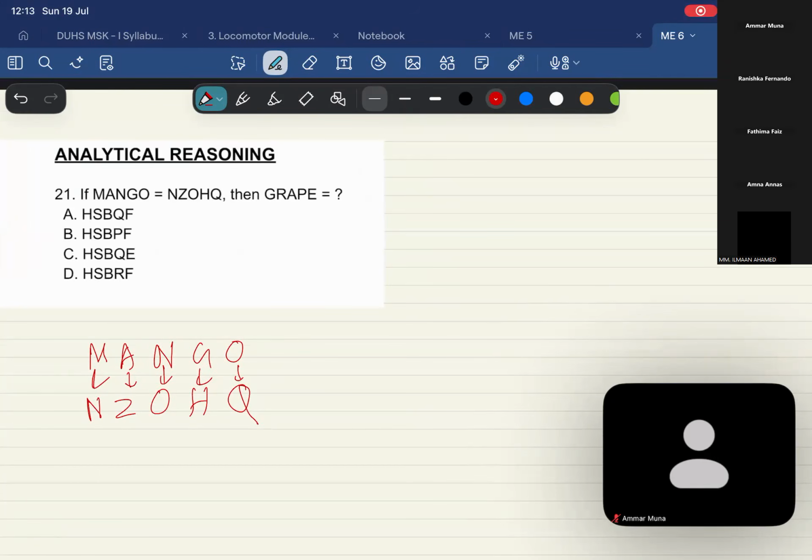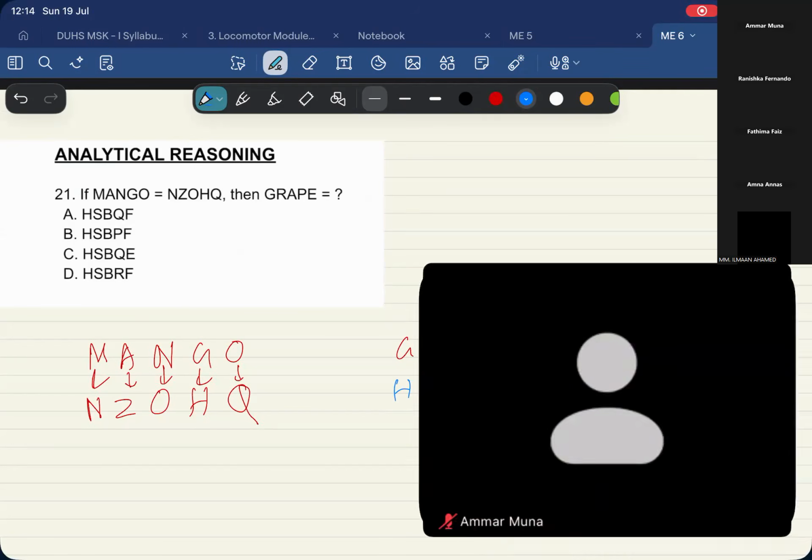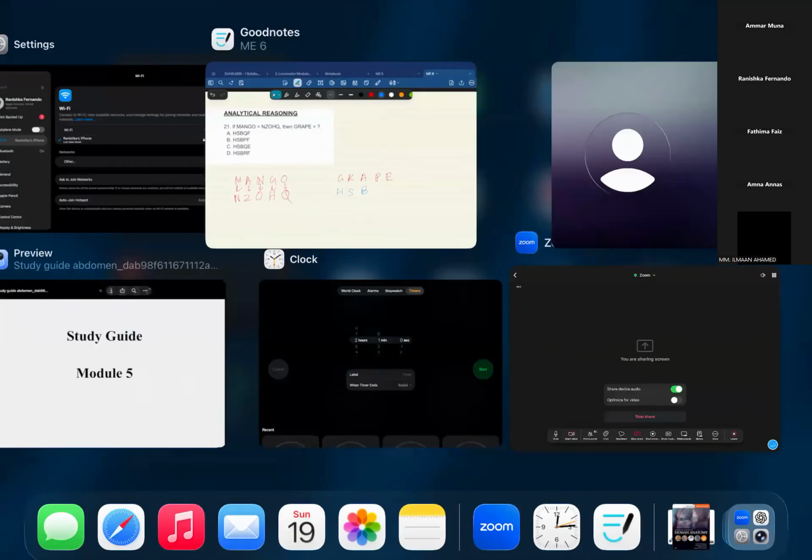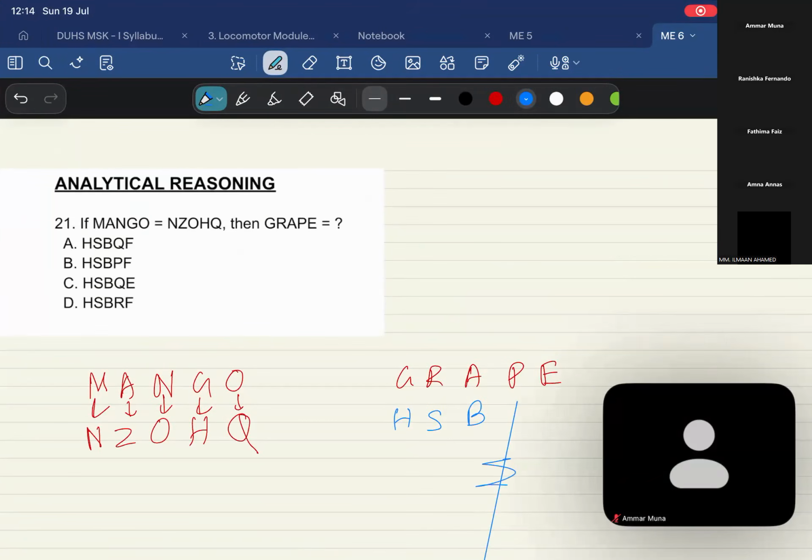So if we take the word grape, they're asking us which random letters would correspond to grape. So we have the word grape. What letter comes after G? It's H, right? What comes after R? It's S. What comes after A? It would be B. And which letter comes after P? That would be Q. Which letter comes after P? That would be letter Q. And after E, that would be F.